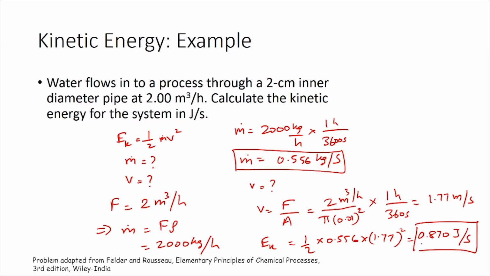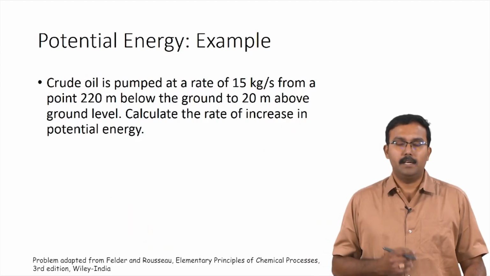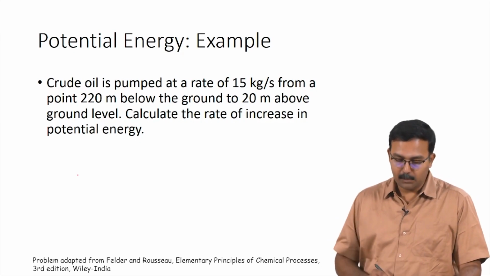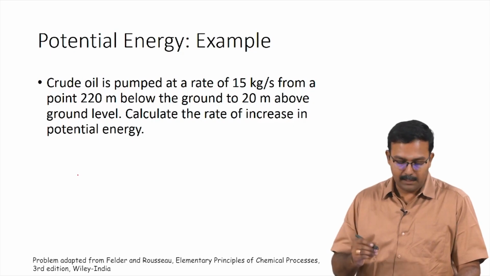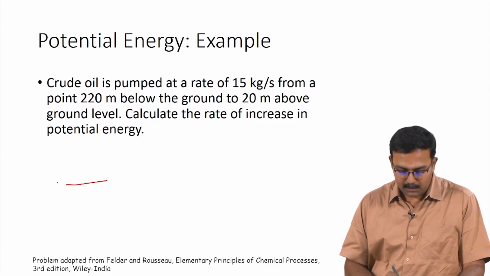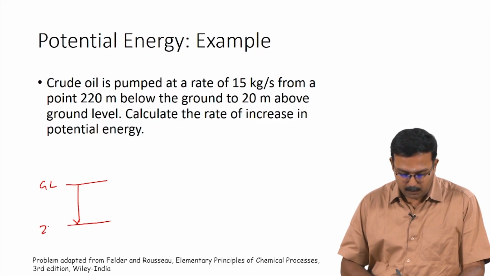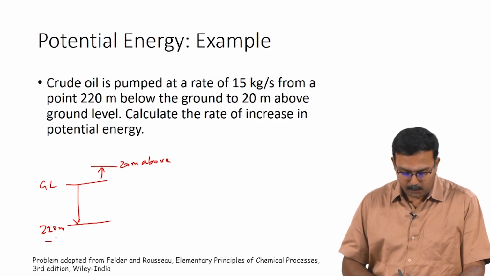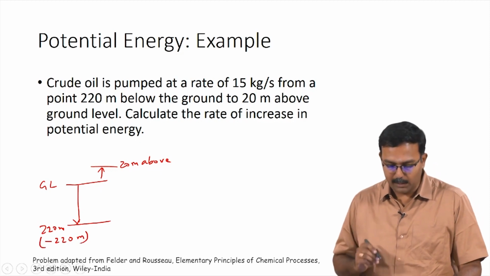So, we will move on to the next example problem where we try to calculate the potential energy. According to the problem given, crude oil which is 220 meters below the ground is being pumped to 20 meters above the ground level. So, let us assume this is the ground level. From here we go all the way down to 220 meters below the ground level, and this is being pumped to a level where you reach 20 meters above the ground level. So, this would be used as minus 220 meters, and this would be given as positive 20 meters.